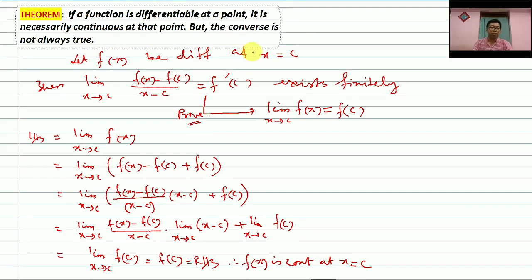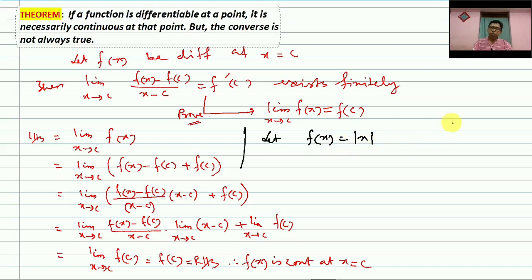For this, I want to take an example. What is the converse? The converse means that if a function is continuous, it does not indicate that it is always differentiable at a given point. Okay, I want to take an example. Let us consider, for the reverse one, f(x) is equal to say modulus of x. This is the modulus function.